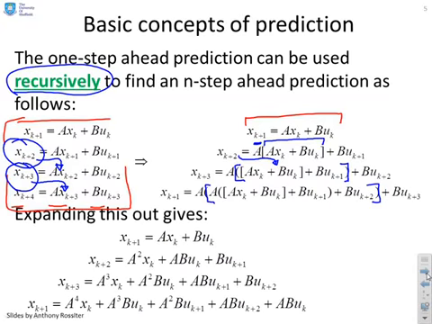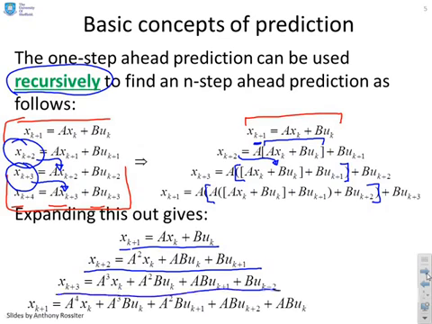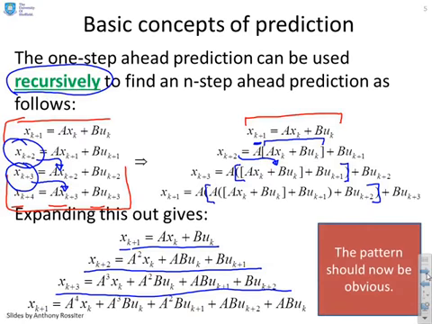Now if we expand all this out, simplify all the brackets, you'll find this is what you get. x_{k+1} equals a x_k plus b u_k. x_{k+2} equals a squared x_k plus ab u_k plus b u_{k+1}. x_{k+3} equals a cubed x_k plus a squared b u_k plus ab u_{k+1} plus b u_{k+2}, and so on. And you'll see there's clearly a pattern developing here, and what you should be able to do is use recursion or otherwise prove what the general pattern will be.